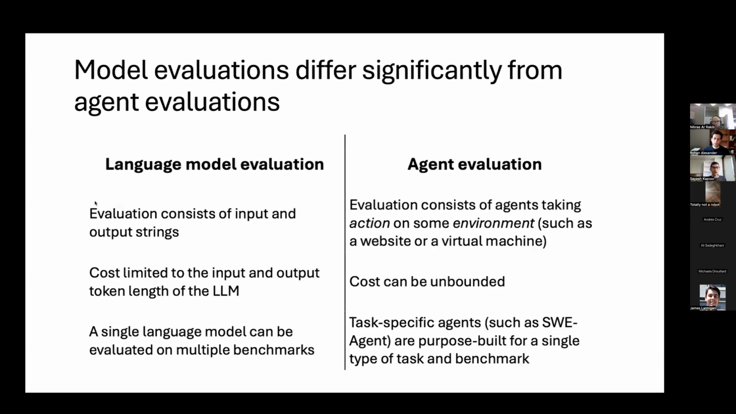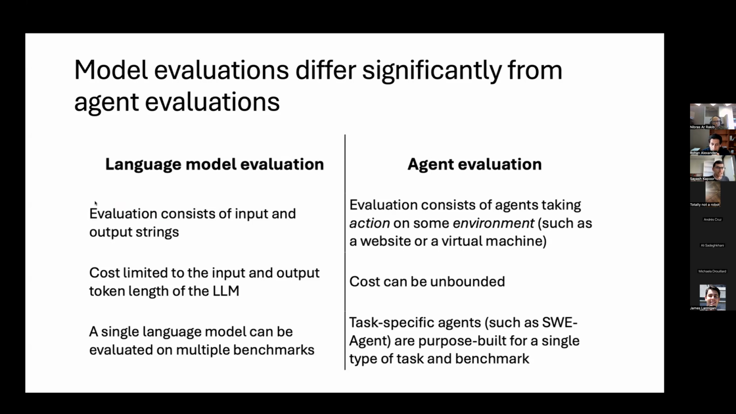So I think this is just one of many differences between language model evaluations and agent evaluations. You might have other differences as well. For example, for language models, evaluation consists of simple inputs and outputs that are all strings. But for agents, it might involve taking an action in the real world. For example, a coding agent could be asked to take some piece of code and execute it on a virtual machine, which is very different from just using a language model to evaluate inputs and outputs.